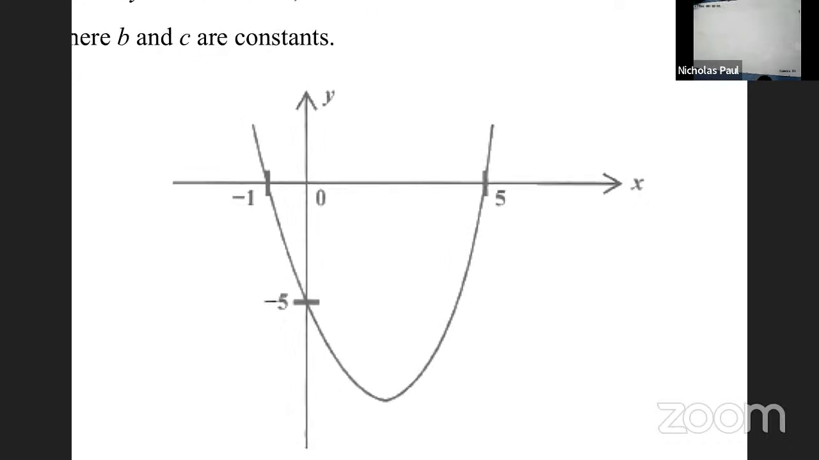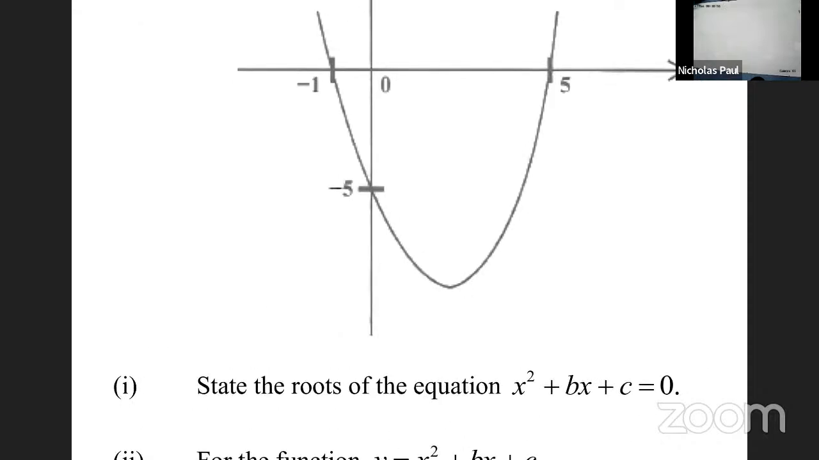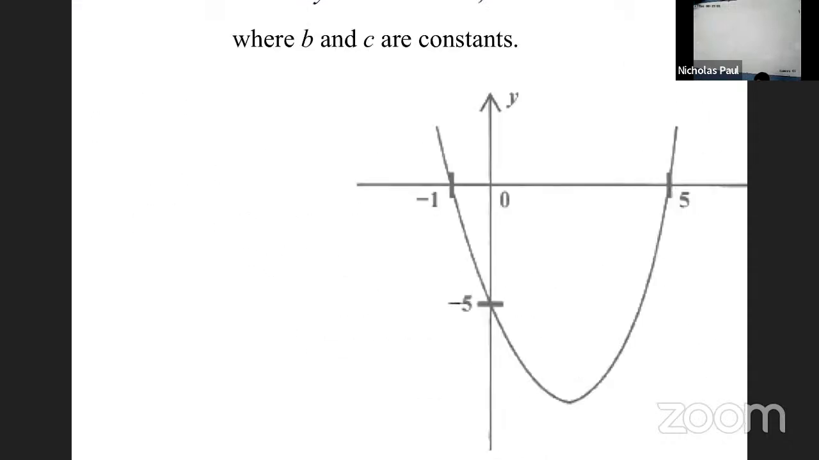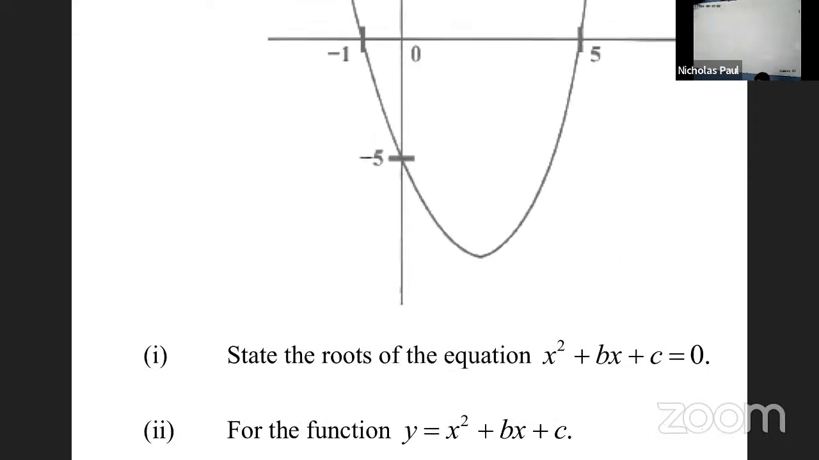Ravi, what are the roots here? Yeah, 5 and -1. So to write it down, part 1 is 5 and -1. Right? Remember, this is Jan 2014. State the roots.